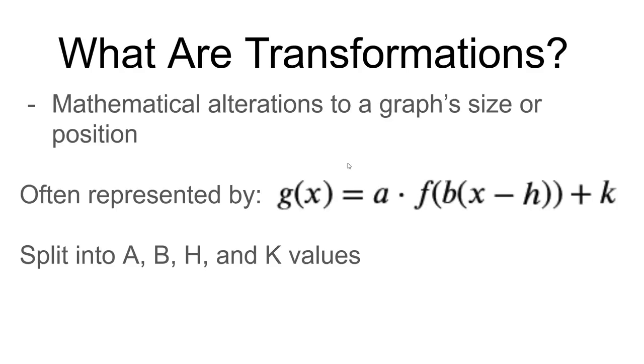So transformations are mathematical alterations to graph size or position. You don't need to know this definition, just say it's a transformation. It's often represented by g(x) = a f(b(x - h)) + k.